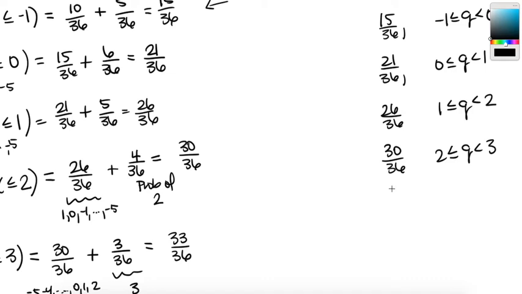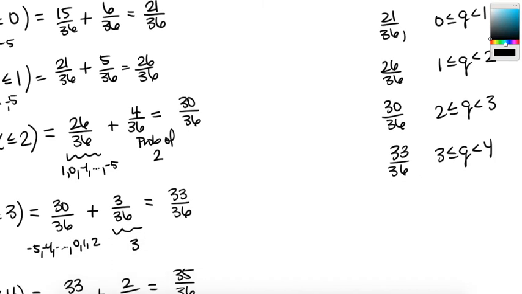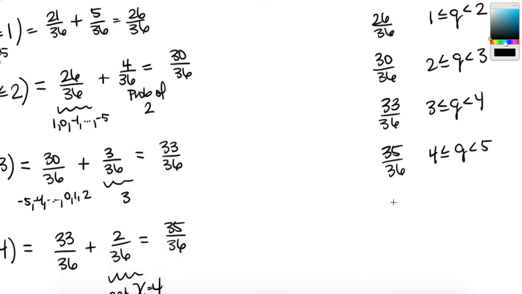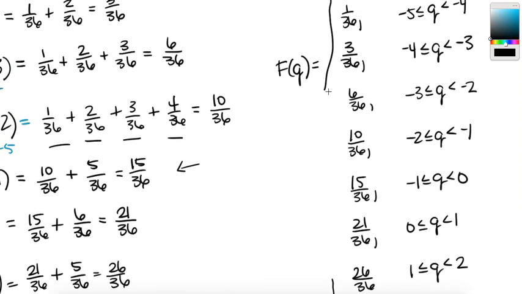And if we're above 3, it bumps up to 33. If we are above 4, it bumps up to 35. And it's just 1 if q is greater than or equal to 5. So we end up with this ginormous piecewise function.